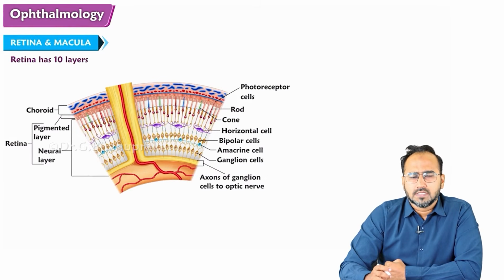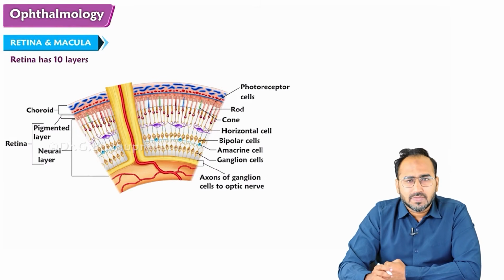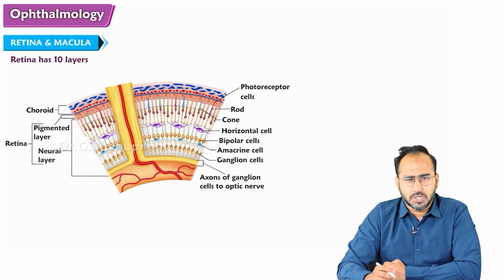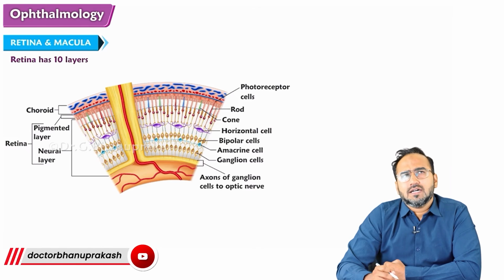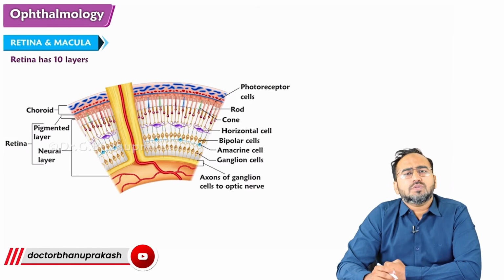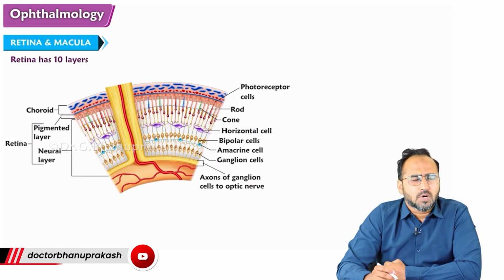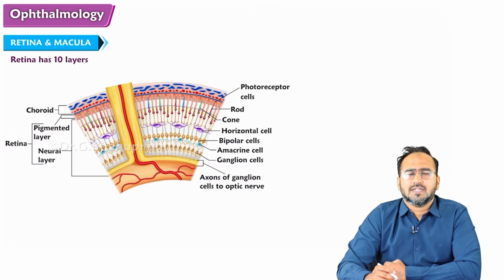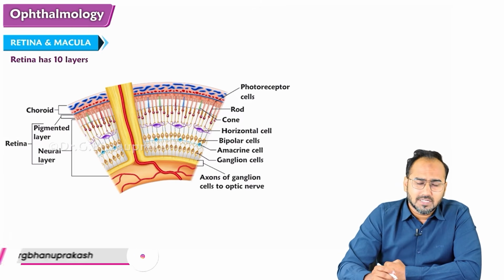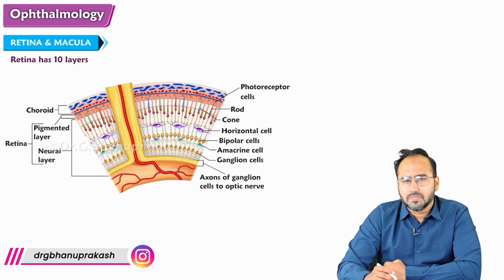Okay guys, starting with the next topic, we'll start with this topic called retina. This is a new topic, retina. So guys, remember, retina is what layer of the eyeball? Retina is the innermost layer of the eyeball. The most important layer in the eye is the retina. Retina and cornea both are very important, guys. Retina is the innermost layer of the eyeball, right?